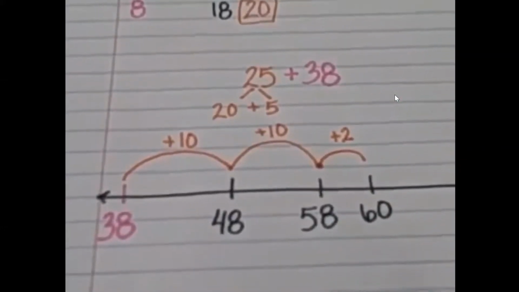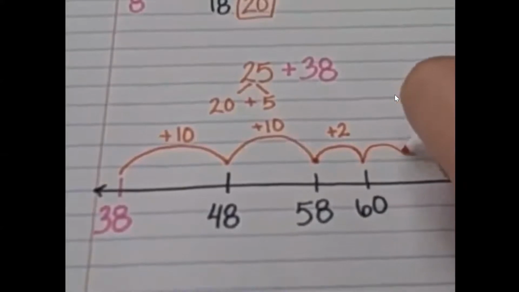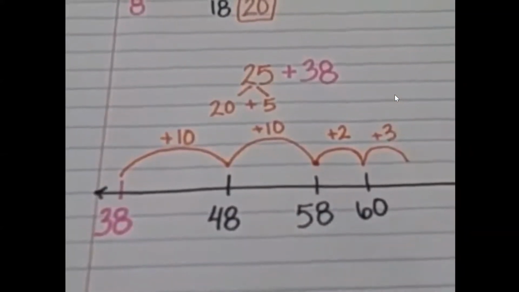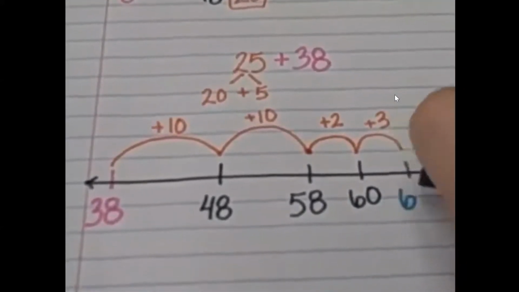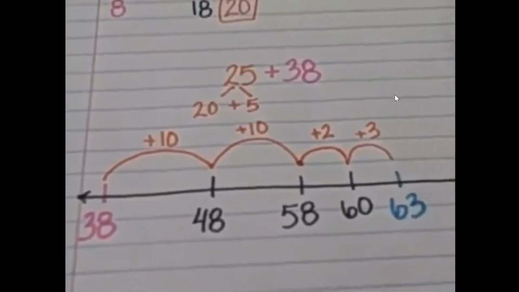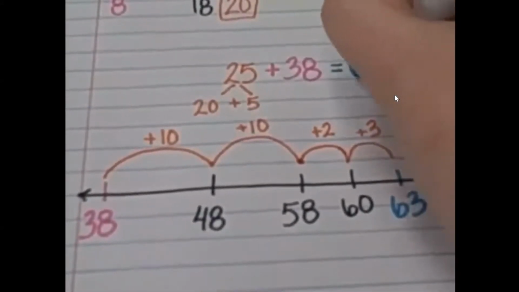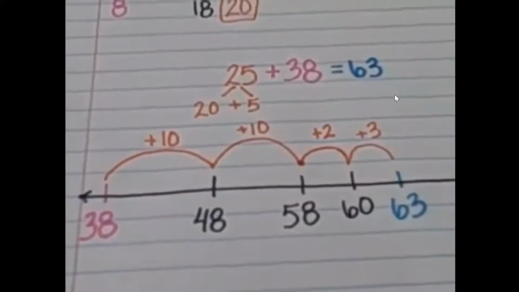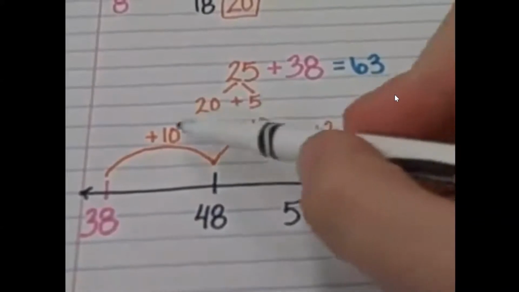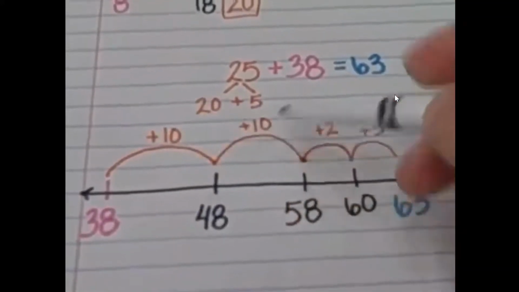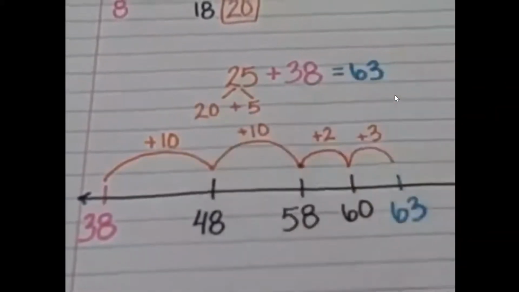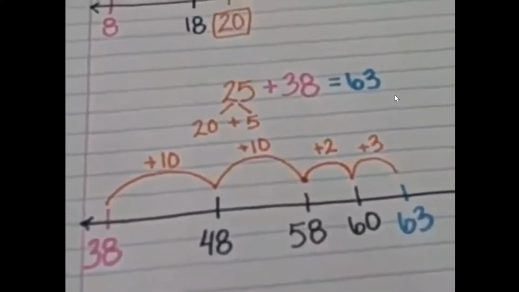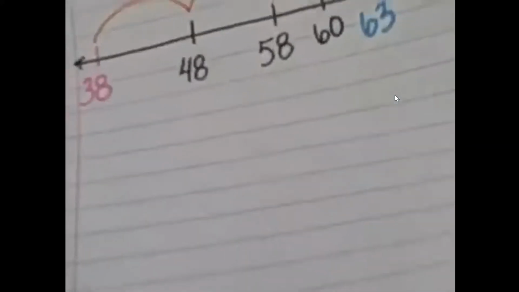I'm going to add the 3. And that will be my final answer of 63. So 25 plus 38 equals 63. So we can look up here. We have 10, 20, 22, 25 plus 38. Okay, now let's look at that same problem, but this time making jumps of 20 instead.